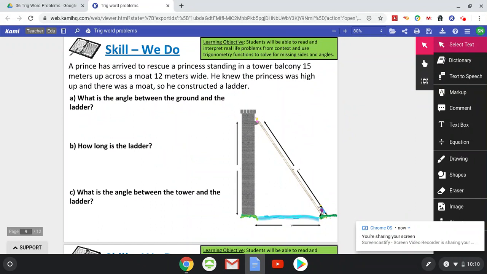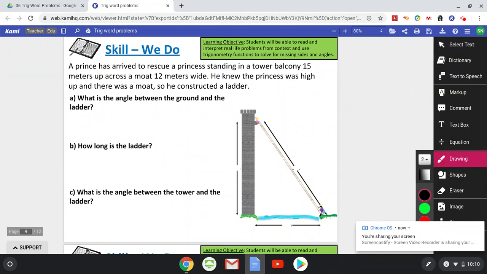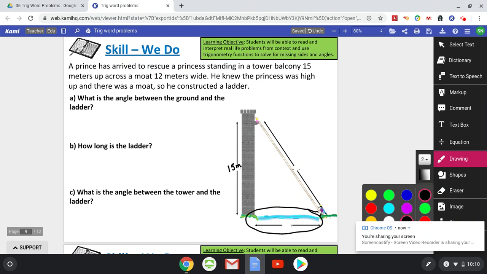The princess is standing in a tower balcony 15 meters up. Sounds important, so let's go ahead and label that. So the tower is 15 meters high. Then they tell us that there's a moat. The moat is right here. It's the body of water around castles to prevent invasions. And they tell us that the moat is 12 meters wide. Okay, 12 meters. Let me write that down.